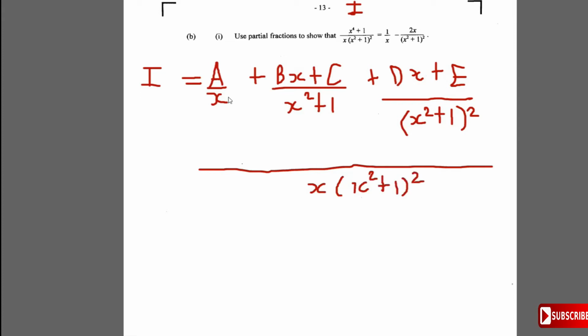And so we go, x into this leaves (x squared plus 1) all squared. So it's going to work out to be a times (x squared plus 1) all squared, plus, this into this leaves x times (x squared plus 1). So then it's going to be plus (bx plus c) times x. So it's (bx plus c) times (x squared plus 1).